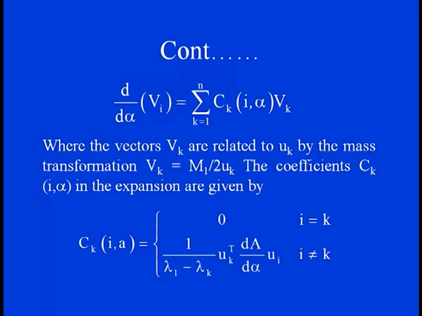So when i and k are both the same, meaning there is no variation, certainly it is 0. So whatever the variation of dvi by d alpha, it becomes 0. But when they are not equal, then certainly it shows a difference in the lambda values, lambda i and lambda k, and then we can straightaway calculate by 1 by lambda i minus lambda k, uk transpose dA by d alpha ui.